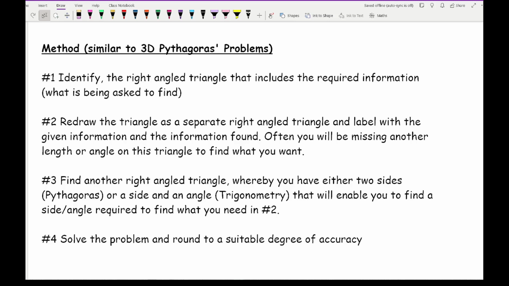Now again, when you translate anything into words, particularly when it's involving a diagram, it's always going to be extra complicated. So hopefully, if you're not too sure about what these 4 steps mean, they will make sense when we look at some example questions.